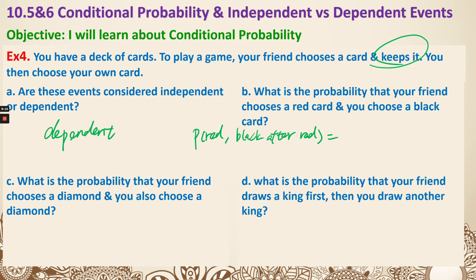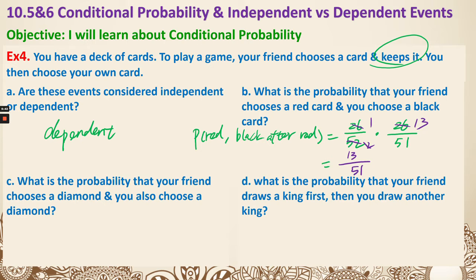So first red cards, we have 26 red cards out of 52. And then, since the friend didn't put it back, now we have one less card, so it's going to be out of 51. But there's no black cards being changed, so it's still going to be 26 out of 51. And start simplifying things. Actually, they can't be simplified. So it's just going to be, actually not 26, 13 out of 51.